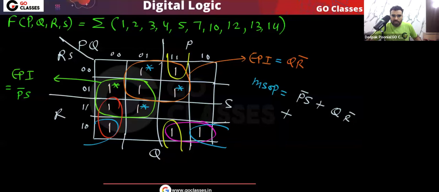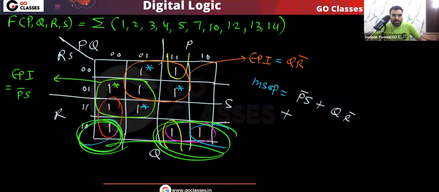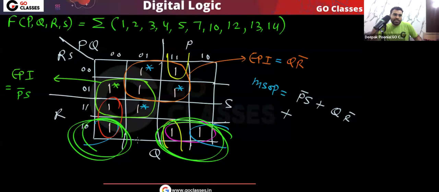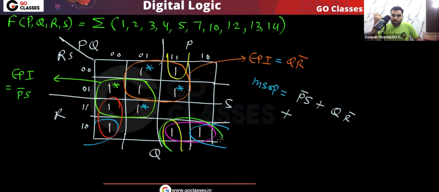So what are the choices I have? My target is clear: I have to cover these three one cells with the minimum number of PIs. One thing is confirmed, that I need to take two PIs, because there is not a single PI which can cover all these three one cells. Do you agree with me? So two PIs will definitely cover these three one cells.